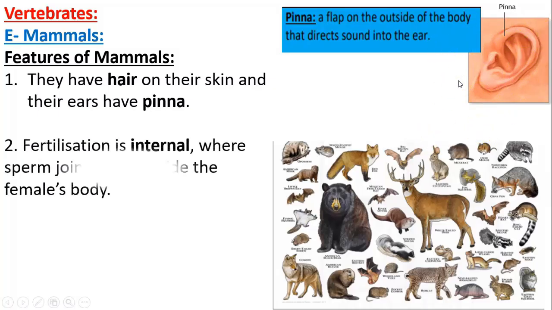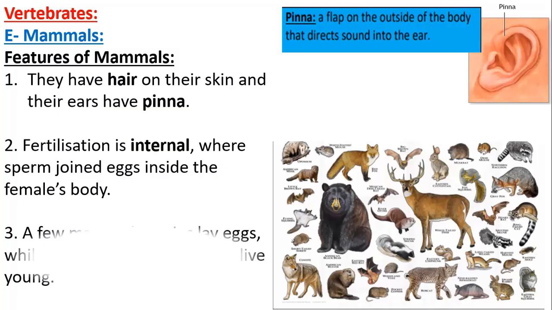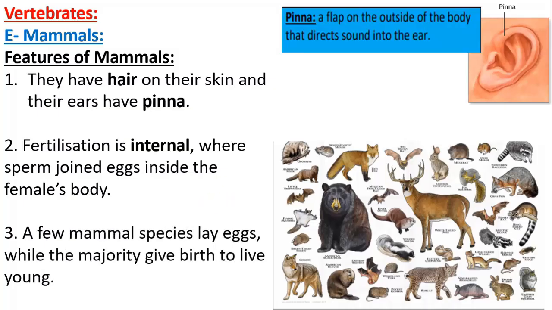What else do mammals have in common? Their fertilization is internal, just like reptiles and what else? And birds. Thank you. So their fertilization is internal, which means that the sperm joins the eggs inside the female's body. Few mammal species lay eggs, while the majority actually give birth to their young.